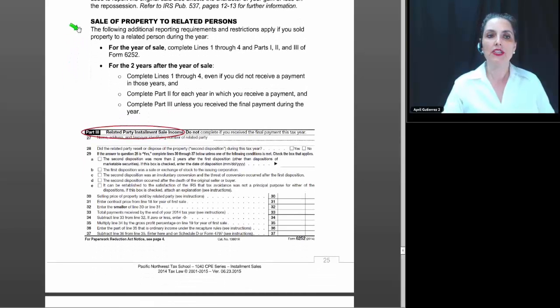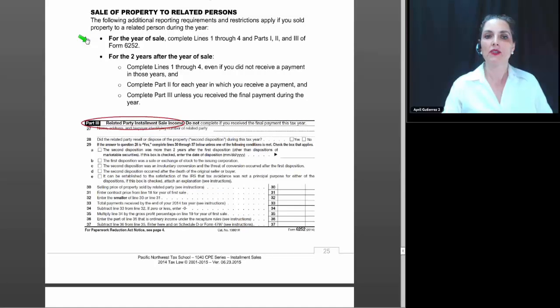And finally, we're going to finish up with a look at the sale of property to related persons. The following additional reporting requirements and restrictions apply if you sold property to a related person during the year. For the year of sale, complete lines 1 through 4 and parts 1, 2, and 3 of Form 6252.